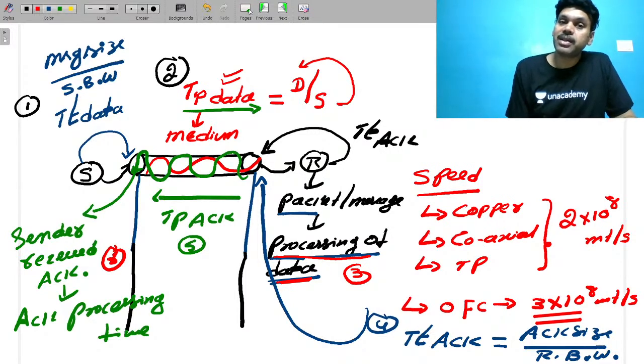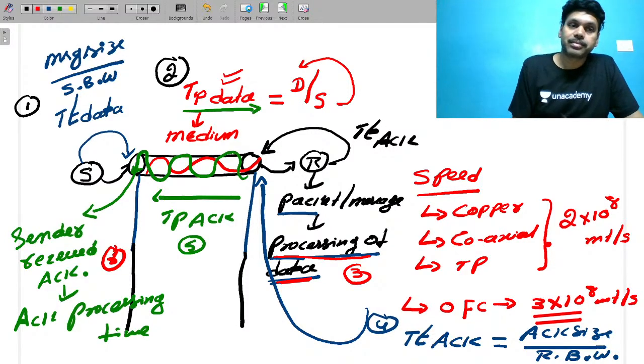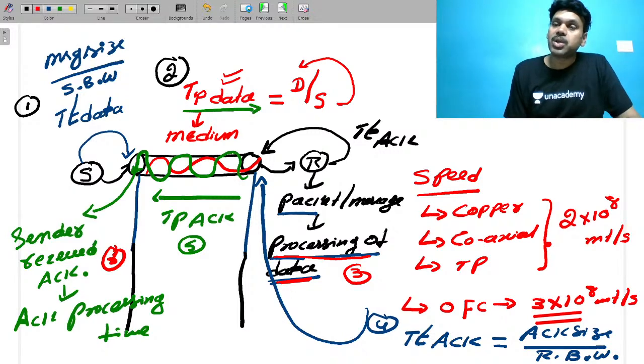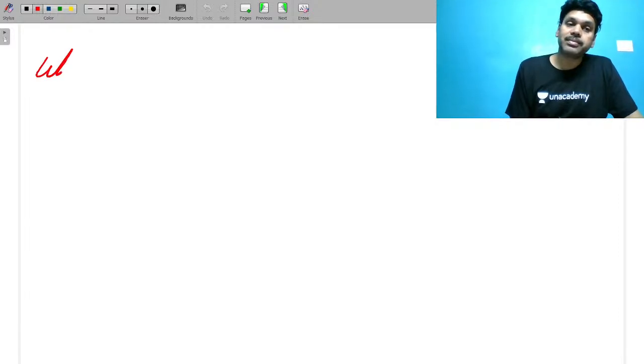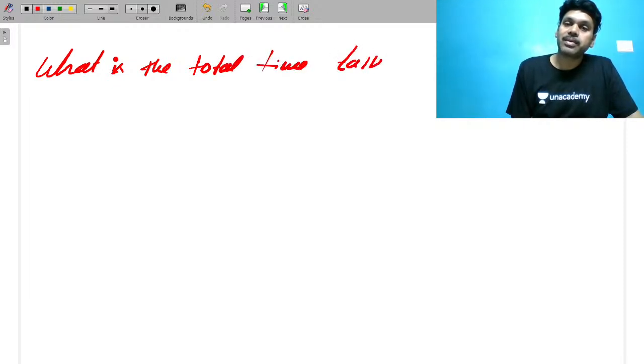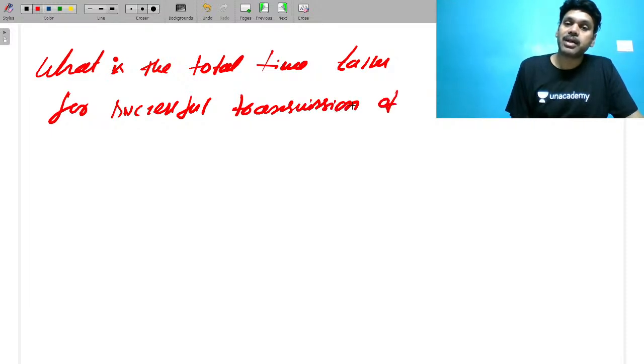Therefore, my dear friends, let me give the final diagram. What is the total time to send data successfully from sender to the receiver? What is the total time it takes for successful transmission of data? So let us include all delays.